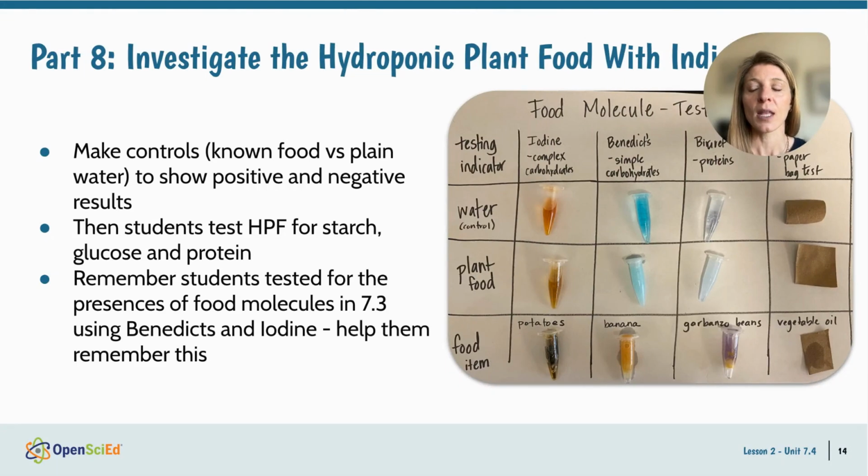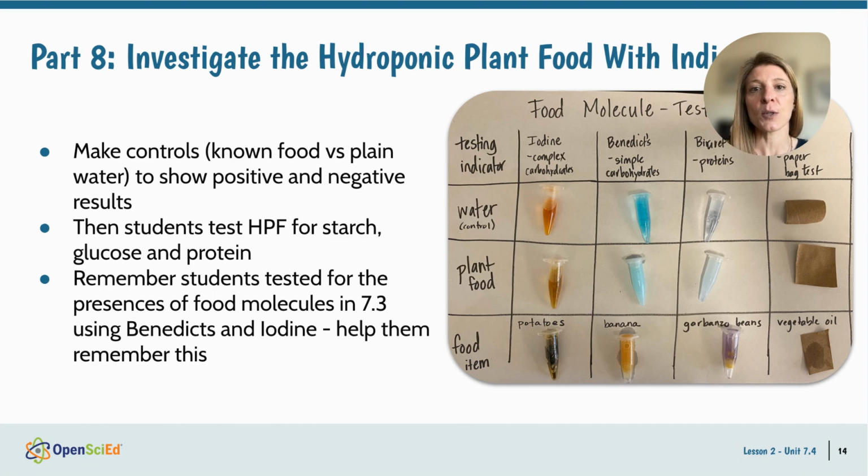In part 8, this is where we do the food indicators lab. We first want to start by making controls, our known food molecules versus the plain water to show both the positive and negative results. Then the students test the plant food or the hydroponics food for starch, glucose, and protein. We would then be able to compare the controls to our tests to see that whole food molecules aren't present. A teacher tip.